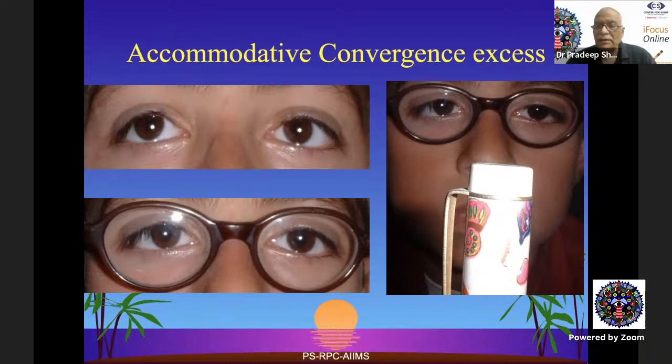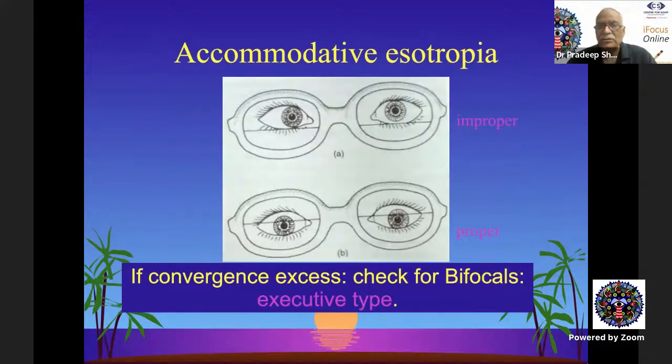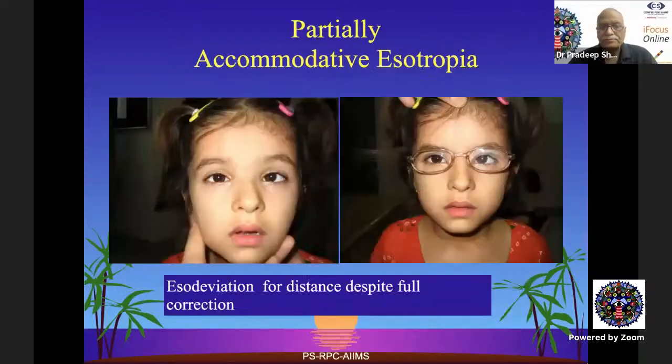And this would indicate that there is a high AC/A ratio, and he or she will require a bifocal correction to correct that. So if the bifocals have to be given, mind you that the bifocal should be bisecting the pupil and not improperly given like in the upper picture, but it should be the executive bifocals which are bisecting the pupil, letting the child see through the lower segment for near objects.